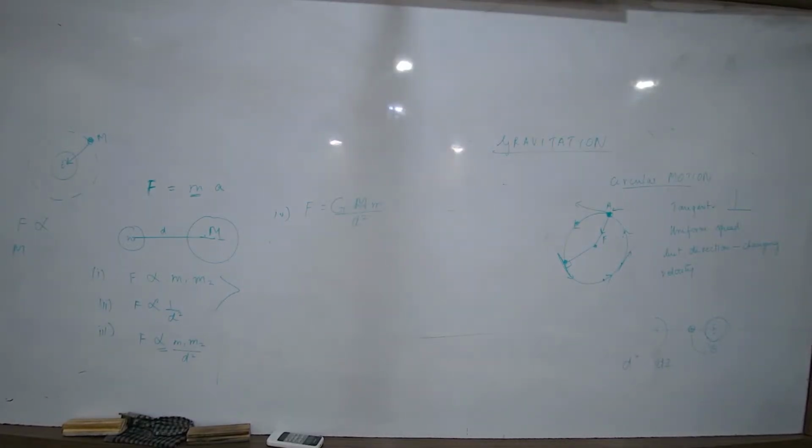G is directly proportional to M by D square. And therefore, the capital G that we are talking about is a constant. It's a constant value. That's why it's called a gravitational constant.